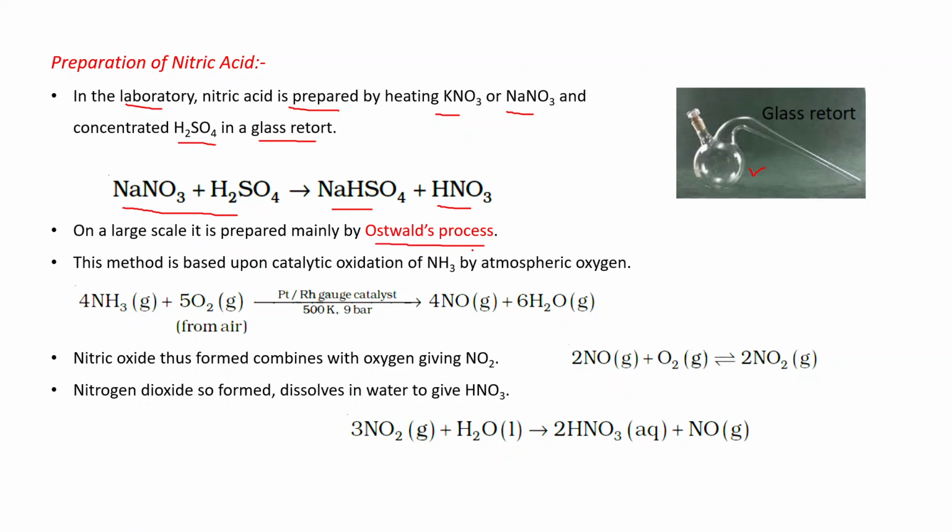Okay, now what happens in Ostwald process? This method is based upon catalytic oxidation of NH3 by atmospheric oxygen. It is ammonia reacting with the oxygen from the atmosphere. In the presence of these catalysts, under this condition of temperature and pressure, it forms NO. Okay, this nitric oxide thus formed combines with oxygen giving NO2. This is 2NO plus O2 gives 2NO2. And this nitrogen dioxide so formed dissolves in water to give HNO3. NO2 plus H2O gives HNO3. Okay, this NO produced is again further used in this reaction.